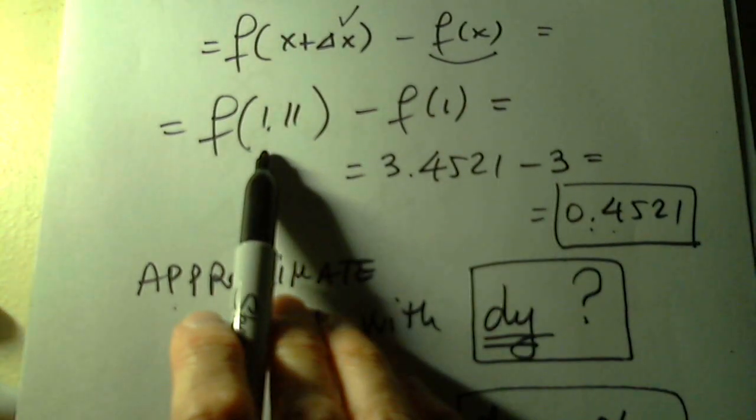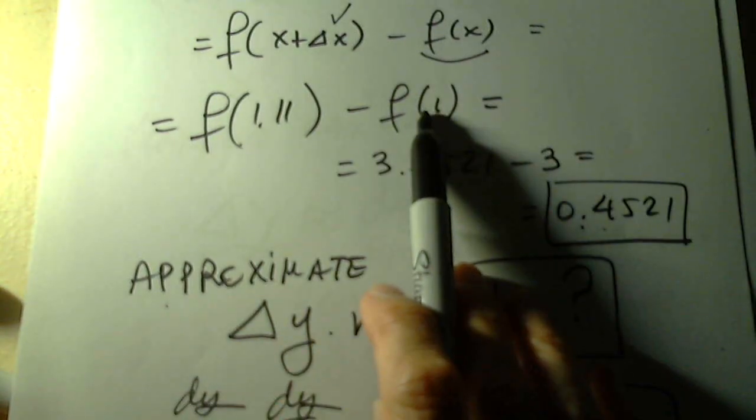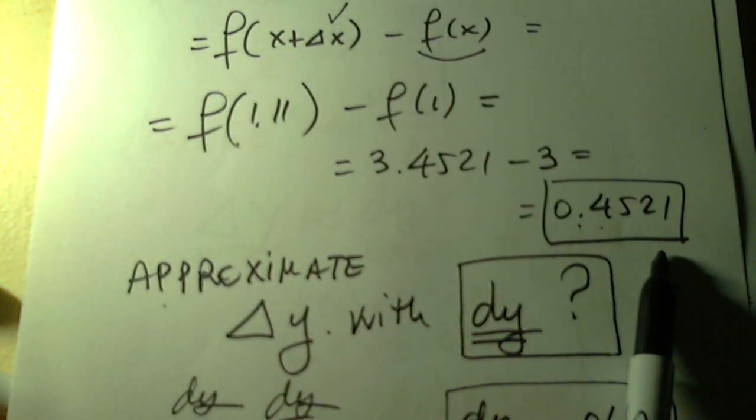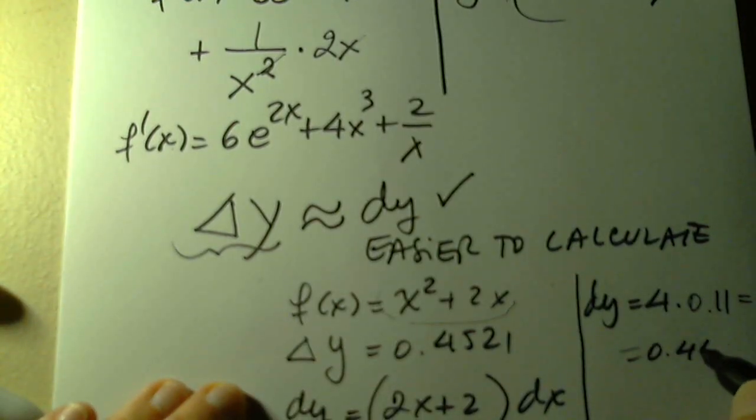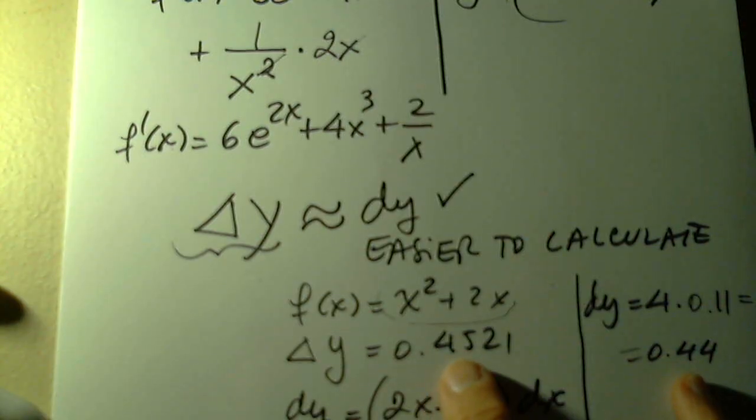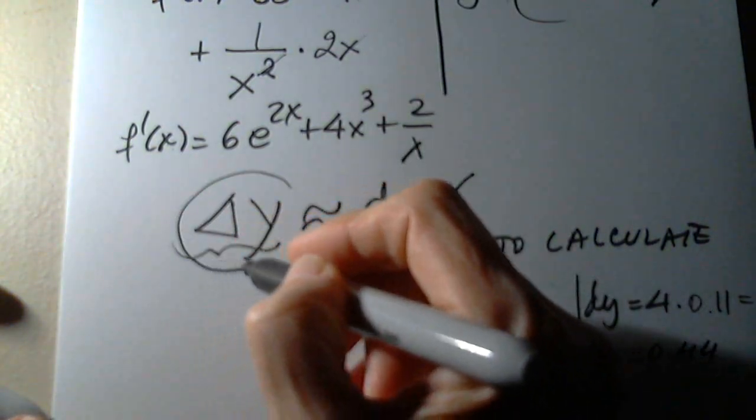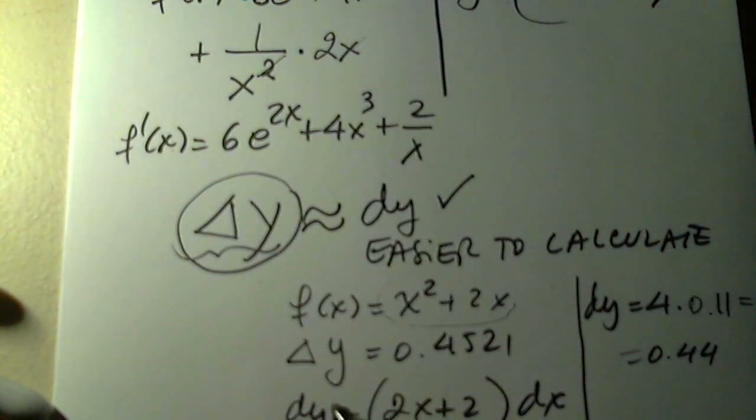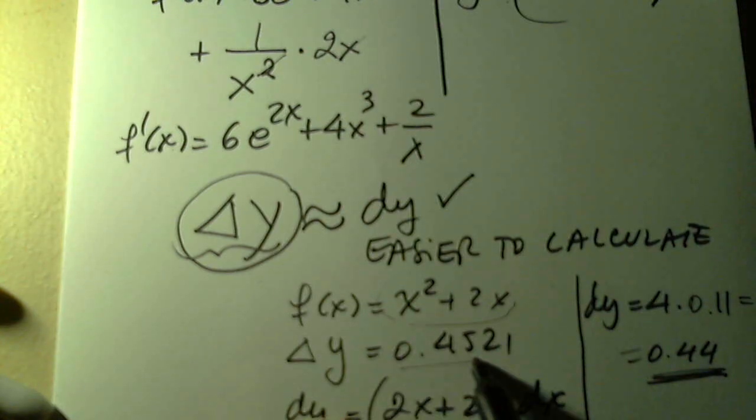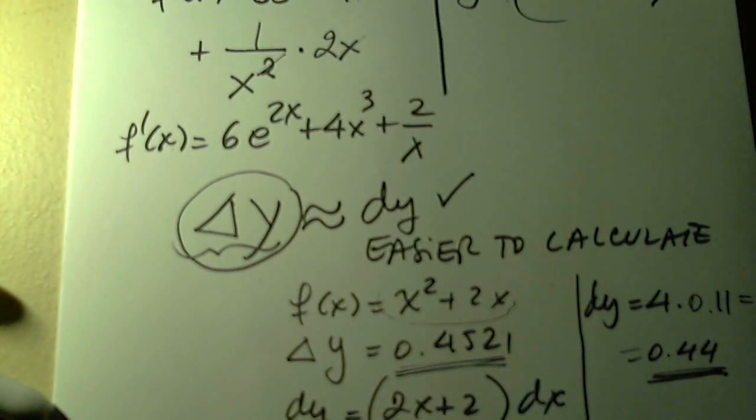Here I needed to determine this. I need to plug in the graphing calculator. I need to determine this. Then I had to subtract, and I got this. With dy, I have 0.44. Are they close? Very close. Why? Because the actual exact error, which is this, can be approximated by the differential of the function. Here's the differential, here's the actual. We will be asked to determine both.